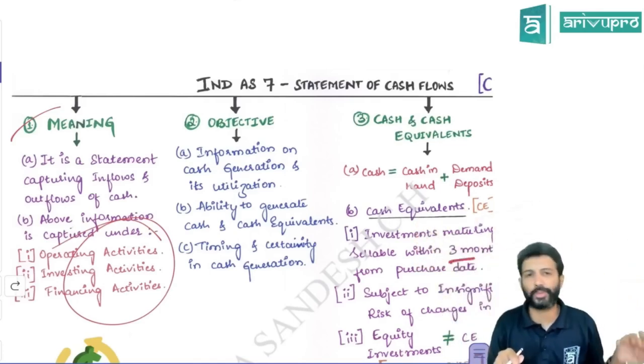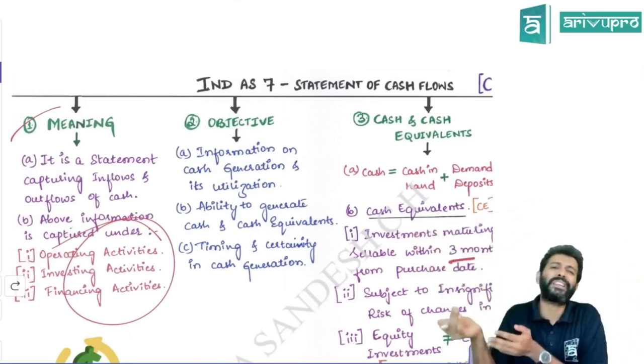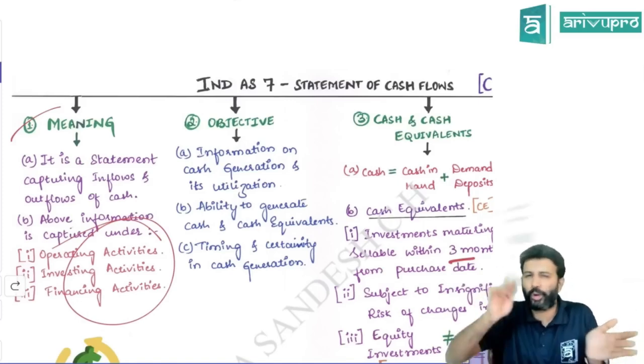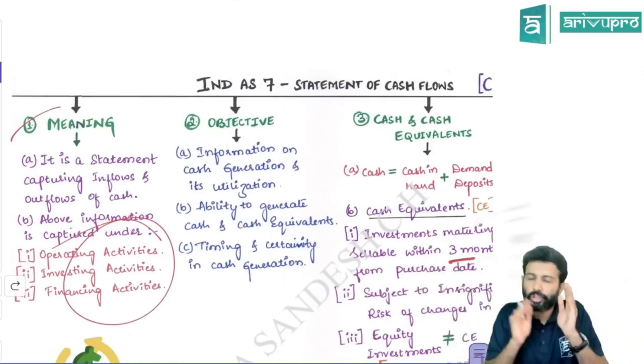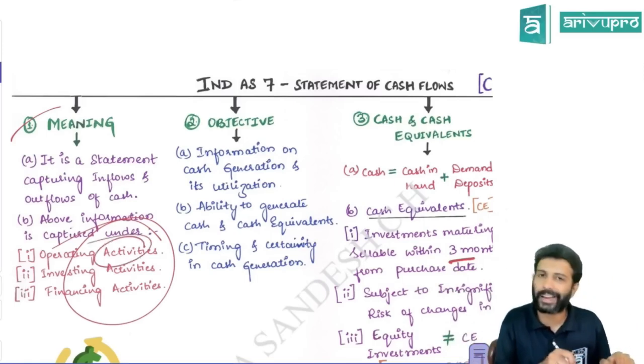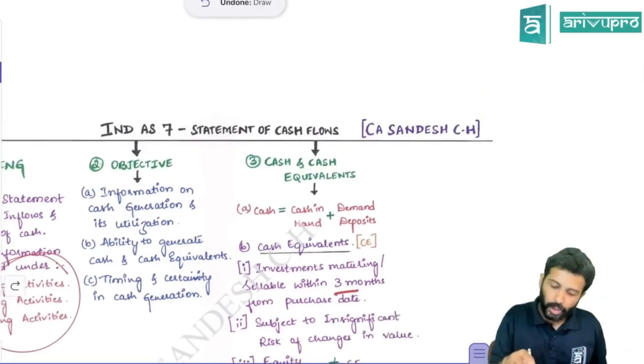Suppose you have paid dividend distribution tax. Dividend paid is a financing activity, so dividend distribution tax on that also will be part of financing activity. Though DDT is now abolished, but just saying. So tax could come anywhere. If they don't give information, we show it under operating activities. That is one.